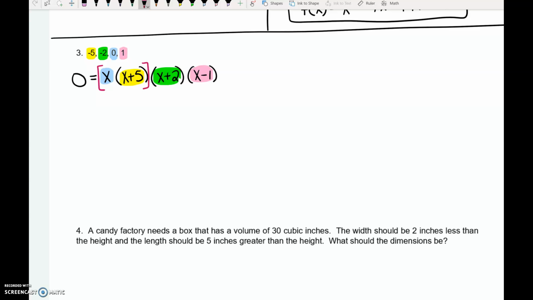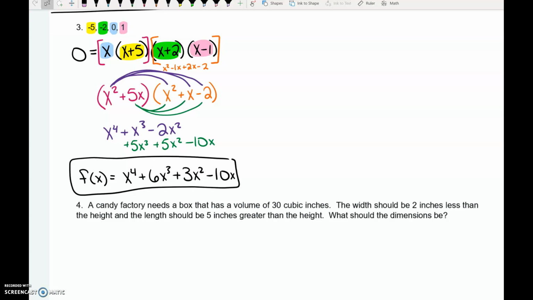Next step is multiply two things together at a time. The order that you do this doesn't matter. If you want to multiply the x plus 5 and the x plus 2 together, or multiply the x and the x minus 1 together, totally fine. The order does not matter. So take a moment and get that multiplied out. Then we're going to double distribute to get to our final answer.